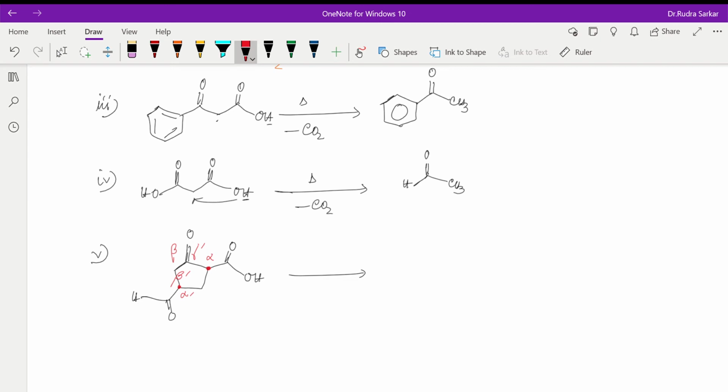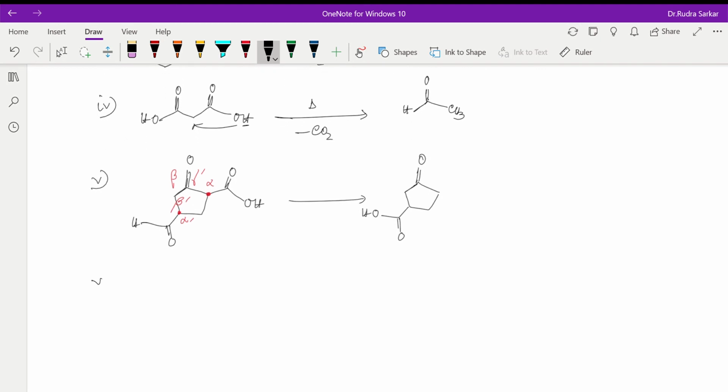Okay, so that means alpha and beta. So this particular acid is the beta-ketoacid, but this one is not. Okay, so in that case, this one goes away, but this one remains.